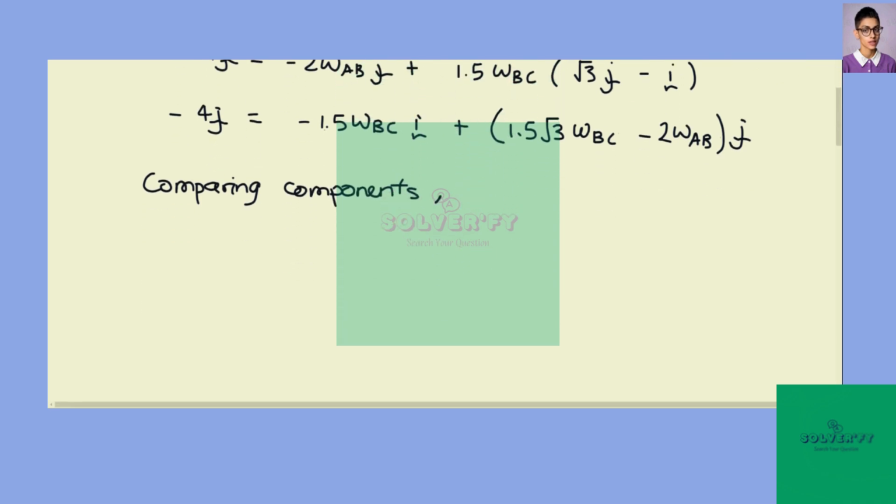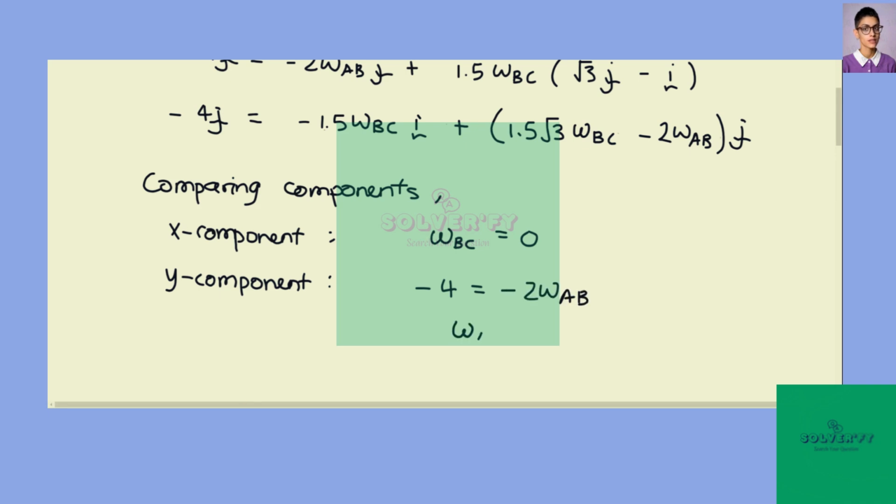The X component, which is the I hat, we have omega BC equals 0, and then the y component. Since omega BC is 0, this thing is gone. So we have minus 4 equals minus 2 omega AB, and then omega AB will just be 2 radians per second. Note that this is clockwise from the diagram above. So this is the answer for this question.